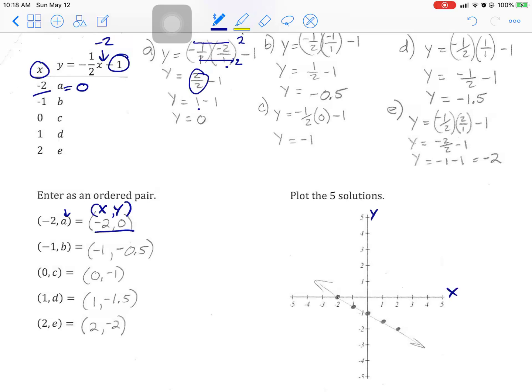And then we always go to the x first. We always go to the x first. So in this case, x is at negative 2. And then we would be going up or down on the y-axis.